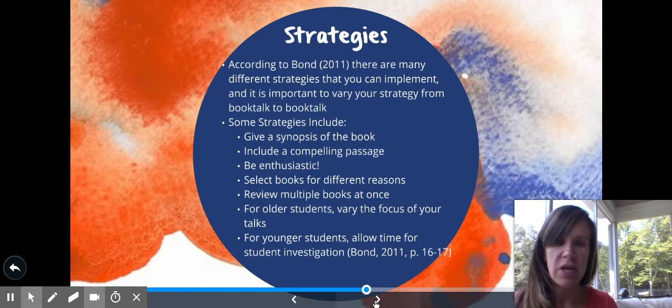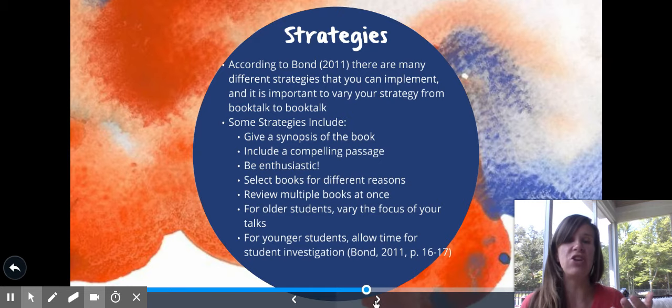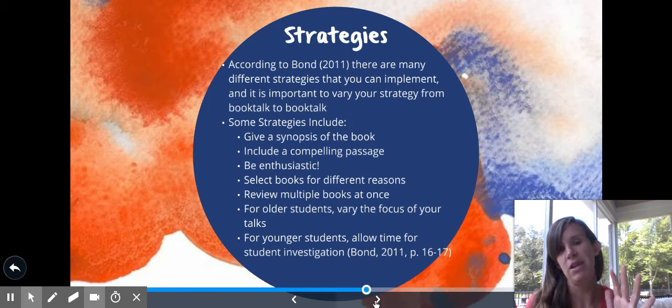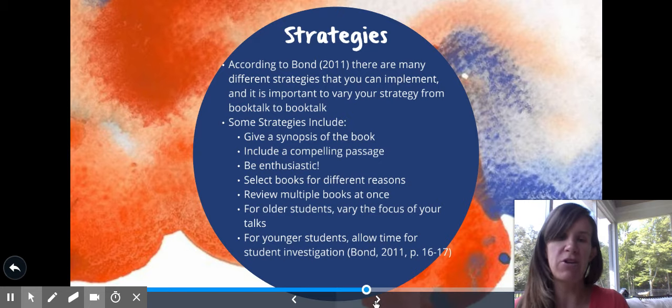For older students, it's a good thing to vary the focus of your talks. Again, that variety is going to help keep those book talks more alive and engaging for those students. And then for younger students, allowing some time for investigation. If you have those books available, oftentimes the younger students are the ones who are kind of going to be more drawn to come and pick them up and actually start looking at them themselves. Older students might feel like that's too invasive and they don't want to be seen as somebody who's immediately drawn in by what you have to say. So think about your students and what works best in your situation.